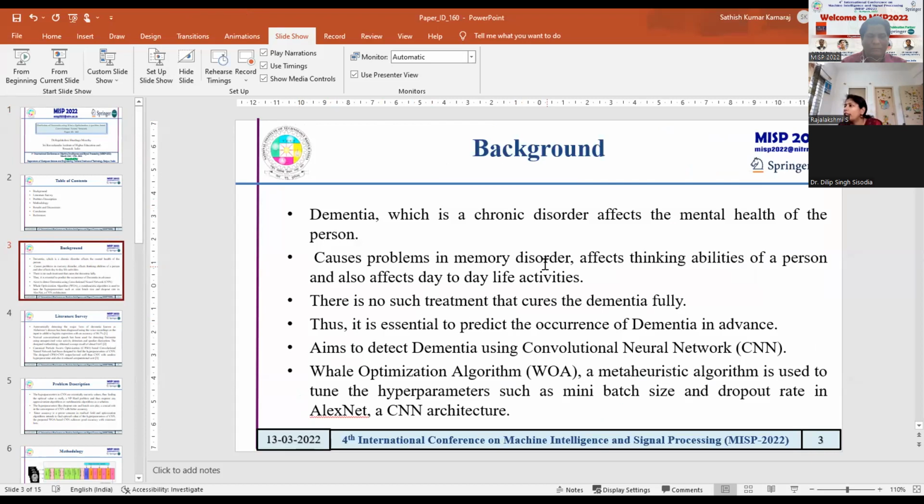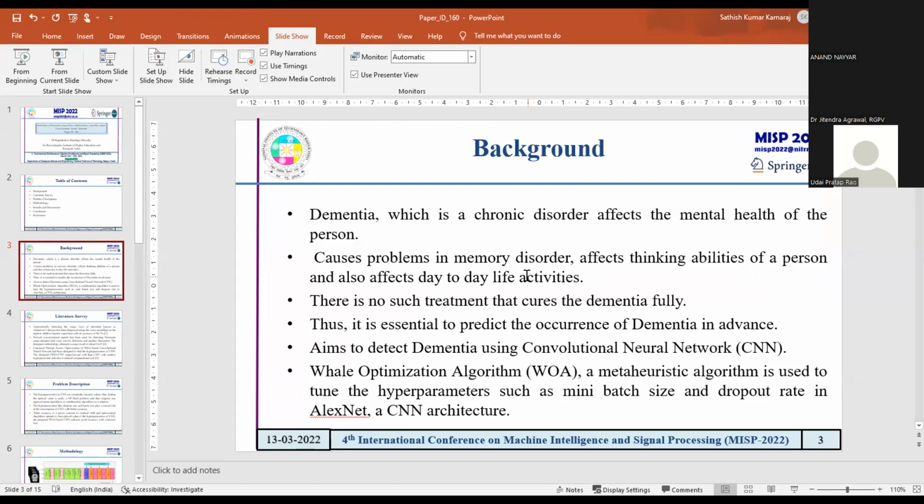Dementia is a chronic disorder that affects the mental health of the person. It causes problems in memory, affects the thinking abilities of a person, and also affects day-to-day life activities. There is no treatment that cures dementia fully. It has to be predicted before the occurrence of dementia. So we intend to detect dementia using a convolutional neural network.